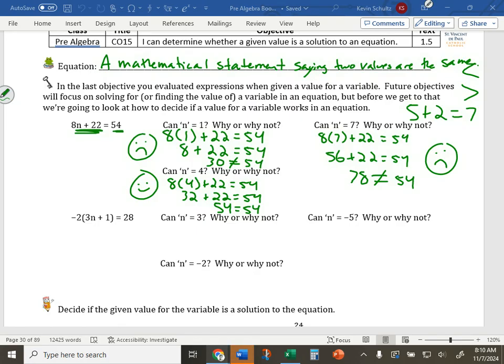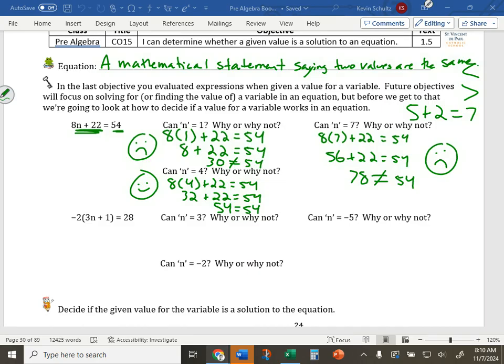Is there any other number n can be? No. Okay, this is it. There's only one value that when you multiply it by 8 and add 22 gets you to 54, and that is 4. Okay? Questions on what we're doing here?